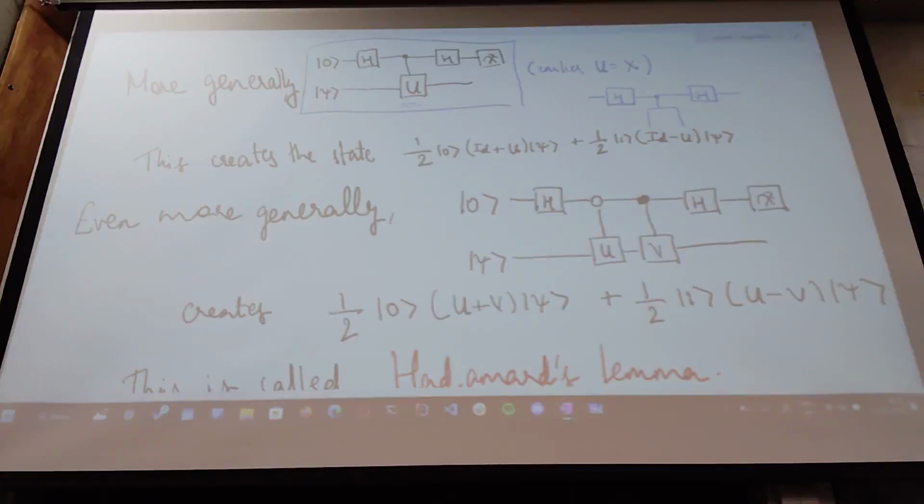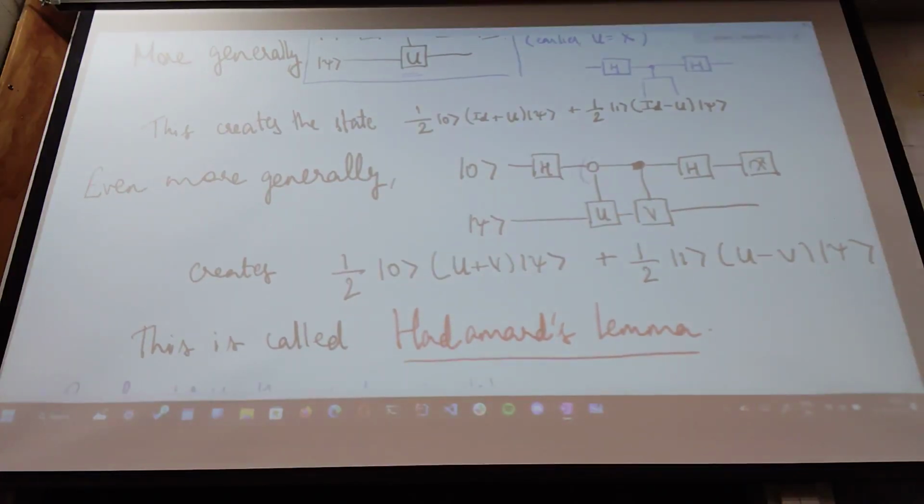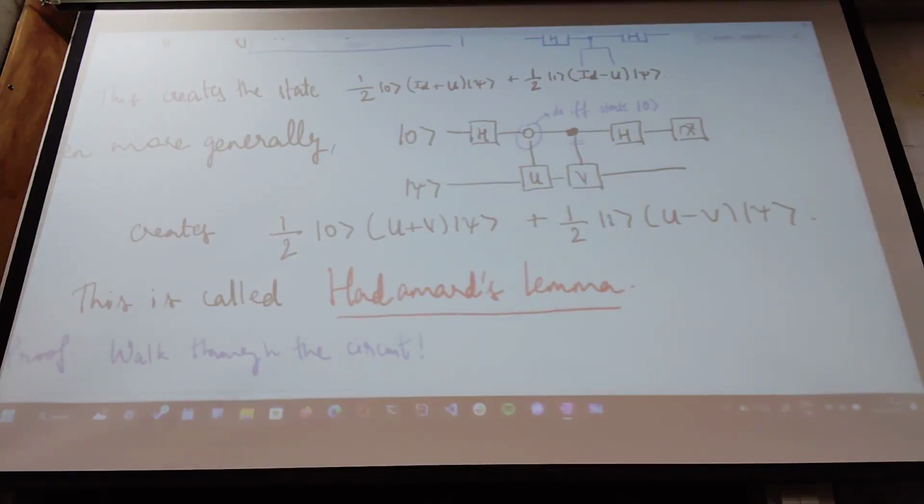Even more generally, and I leave this as an exercise to verify, you just walk through the quantum circuits, and here the open circle means do if and only if the state is 0. So it's the opposite of this. Here we do it if you are in the 1 state, and the other you do it if it's in the 0 state. This circuit, I claim, prepares this state, which is U plus V in the case of 0, and U minus V in the case of 1.